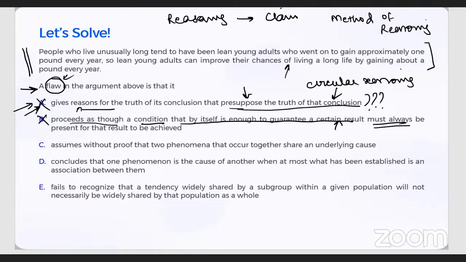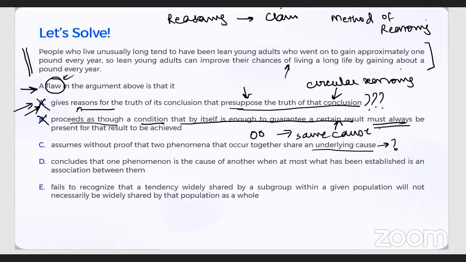Option C assumes without proof that two phenomena that occur together share an underlying cause. They're saying there are two phenomena and both have the same cause. Is that what's happening? What are the two phenomena being mentioned over here? Weight gain and longevity. Do weight gain and longevity share the same cause? What causes they've not mentioned. Maybe it's genetics or whatever. But is that what's happening? No, that's not what the argument is saying.